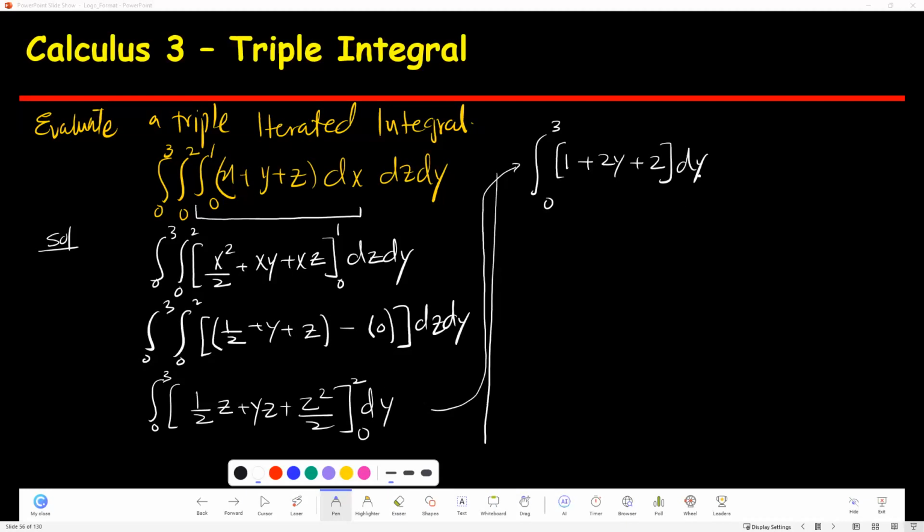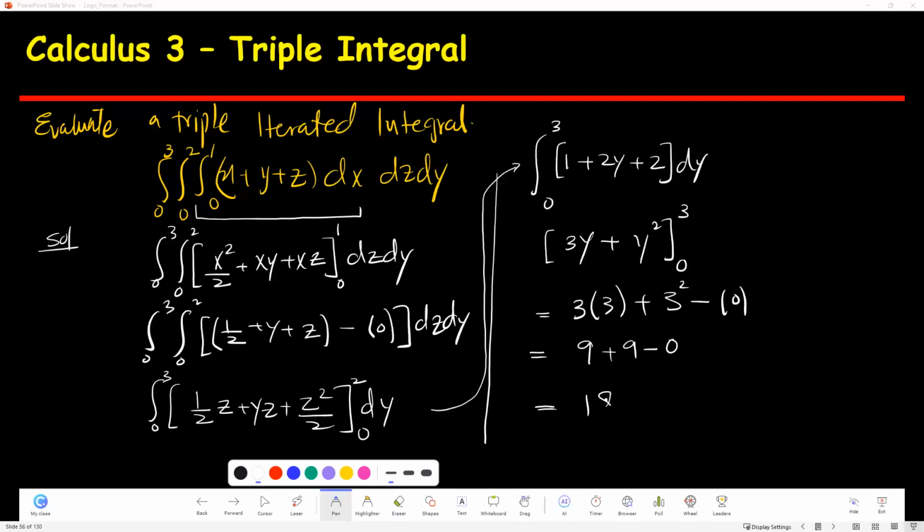When I apply 0, everything becomes 0, so I'm not going to write it here. So I'm going to apply the last one. It's going to be 3y plus y squared, limits 0 and 3. Let's substitute the limit. 3 times 3 plus 3 squared minus 0. It's going to be 9 plus 9 minus 0. Answer is 18.